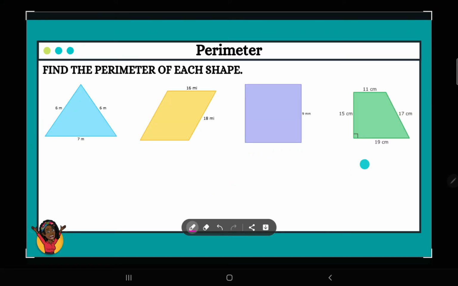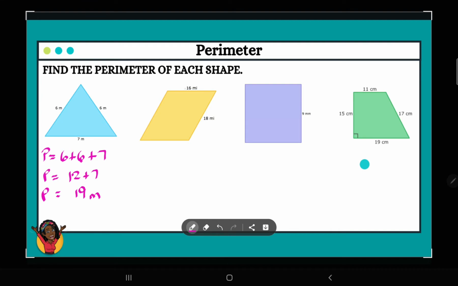Let's go ahead and take a look at these examples. Our first shape here is a triangle. And just like I would with a rectangle or any other shape, I'm just going to add up all of my sides. So perimeter is equal to 6 plus 6 plus 7. 6 plus 6 is 12, plus 7 is 19. And my unit here is meters. Unlike area, perimeter is not going to be units squared. We're not multiplying, so our units will just be the same as they are expressed in the problem.